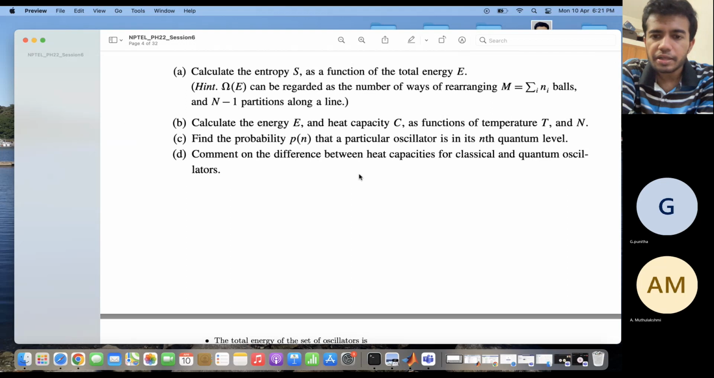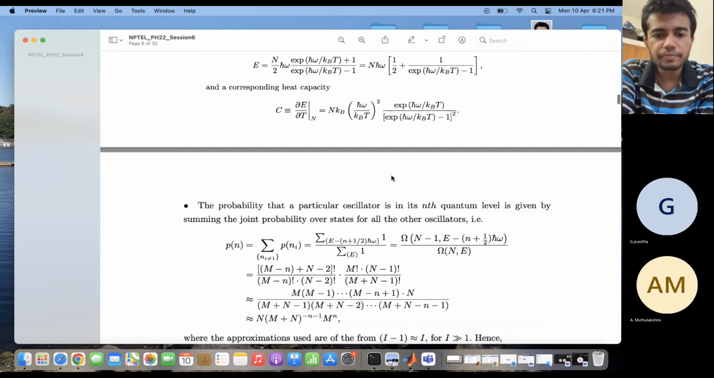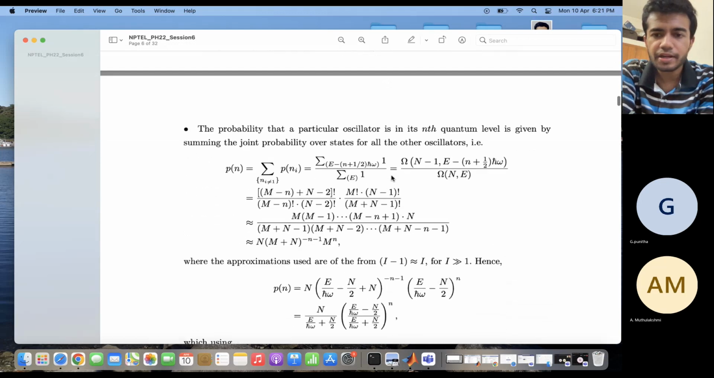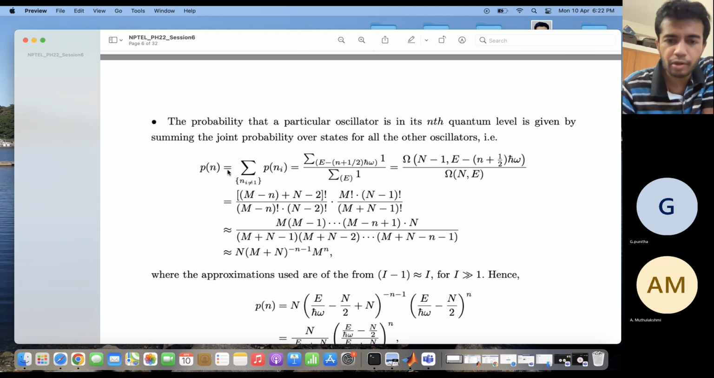Now find the probability that a particular oscillator is in the nth quantum level. So to do this, we carry out the calculations as we had done earlier. That is, we first sum over all the other n minus 1 energy levels and assume that the nth energy level does not have a single particle. That means it lacks one particle. So therefore, the total number of microstates is that of the n minus 1 particles having energy given by E minus n plus half H cross omega, divided by the total number of microstates of the original system. This will give me P small n.